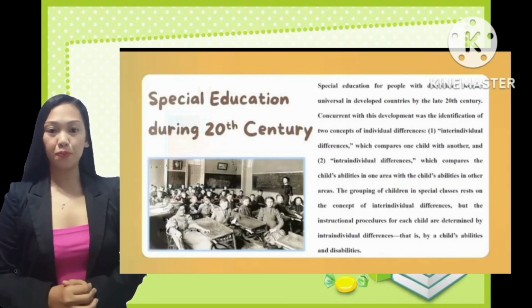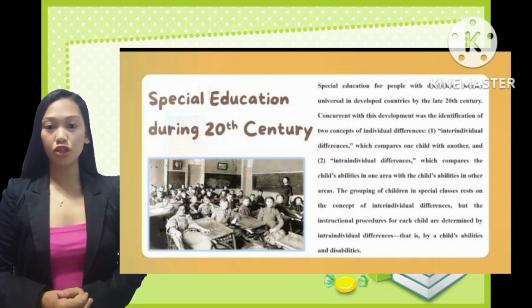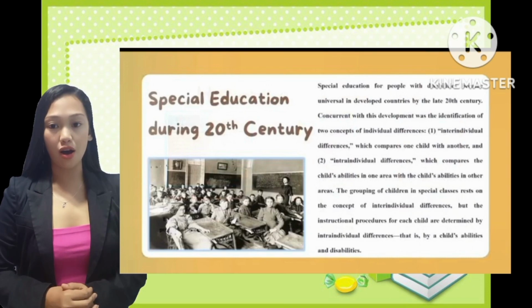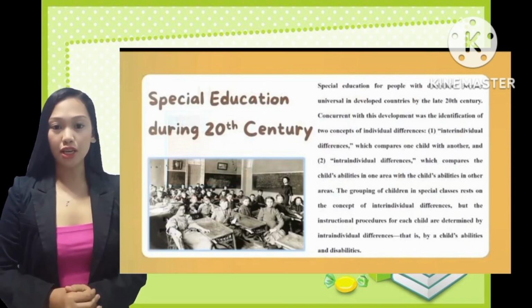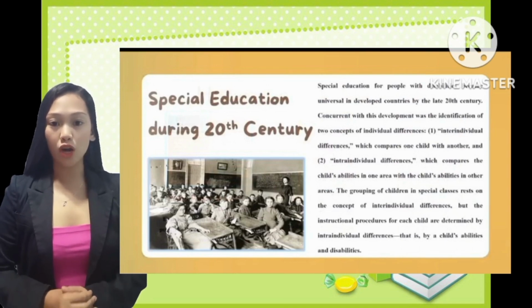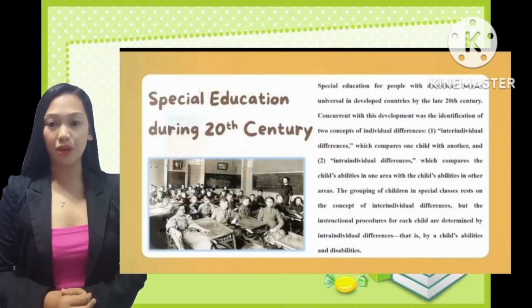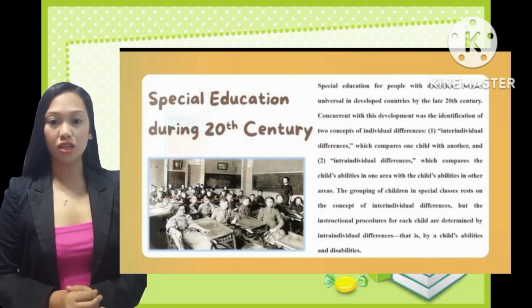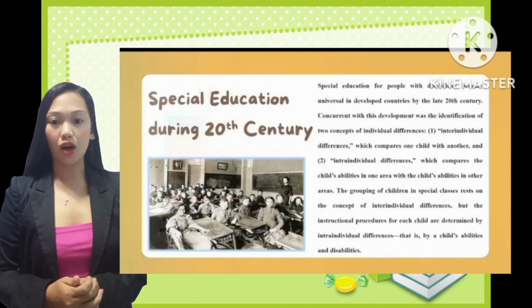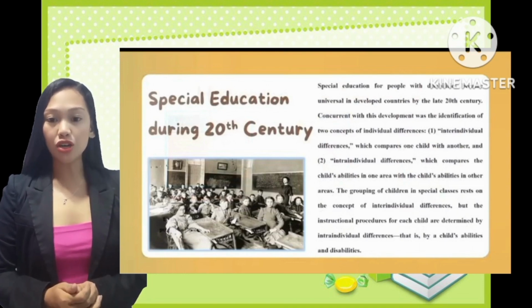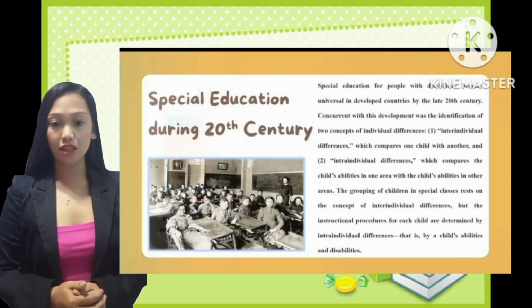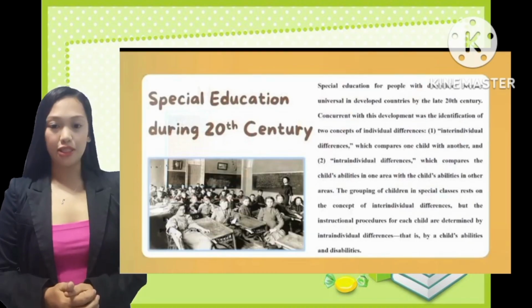Special education for people with disabilities became universal in developed countries by the late 20th century. Concurrent with this development was the identification of two concepts of individual differences. First is inter-individual differences, which compares one child with another. And second, intra-individual differences, which compares a child's abilities in one area with the child's abilities in other areas. The grouping of children in special classes rests on the concept of inter-individual differences, but the instructional procedures for each child are determined by intra-individual differences, that is, by the child's abilities and disabilities.